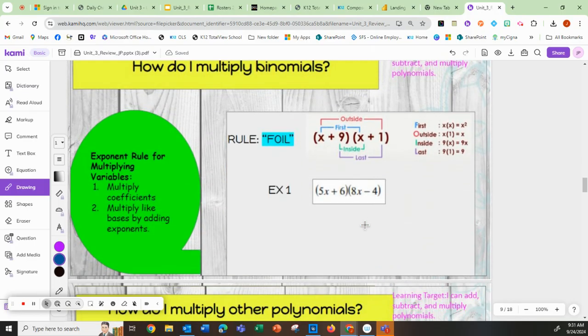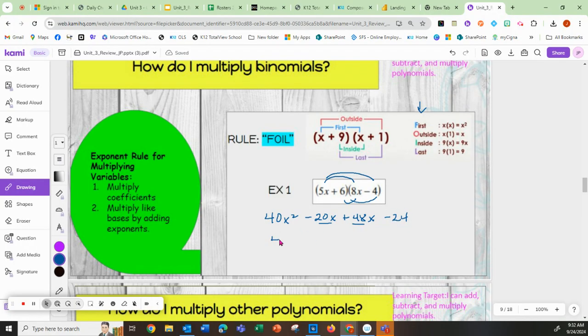When we're multiplying a binomial times a binomial, we can use this little word FOIL, which most of you learned in Algebra 1. It stands for first, outside, inside, and last. And we'll multiply the first terms together. That gives me 40x squared. We'll multiply the last terms together. That gives me -20x. Inside gives me positive 48x, and the last terms multiplied to be -24.